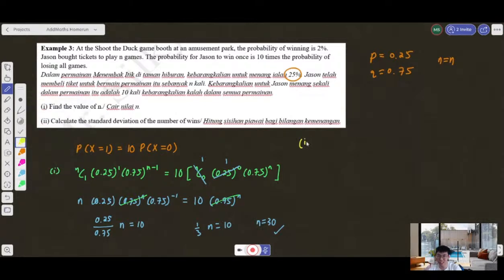So for number 2, I want to find the standard deviation. You just apply the formula square root of npq. You know the n already, 30, the p is 0.25 and q is 0.75. So just press your calculator and I'm getting 2.37.